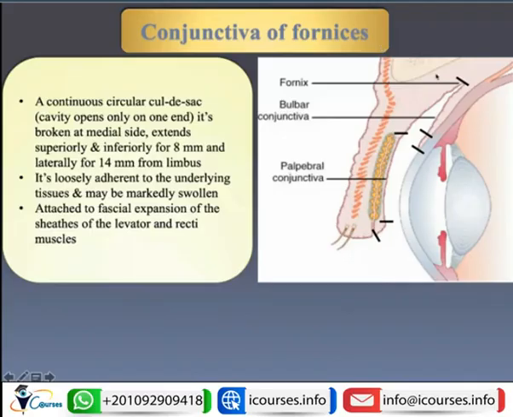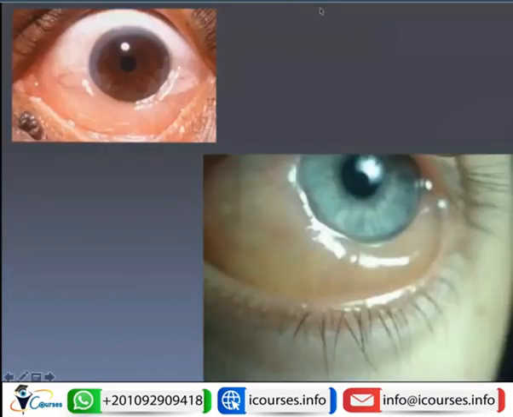The fornix is also loosely adherent to the underlying structure. That's why it can show marked swelling in case of trauma, inflammation, or allergy, as you can see here. This edema is from the fornix and extends to the bulbar conjunctiva.